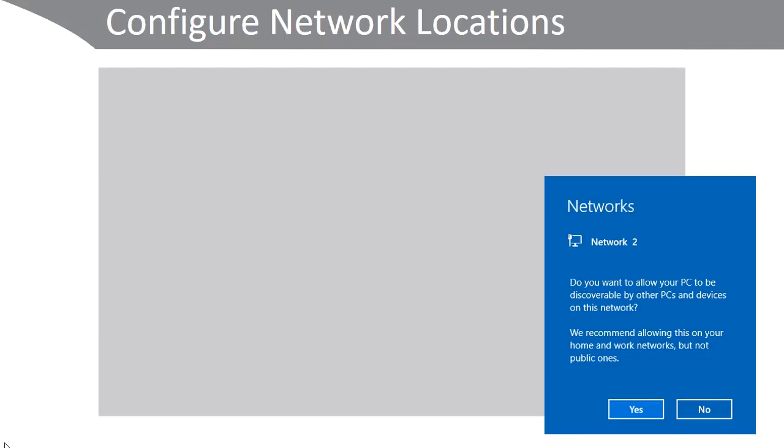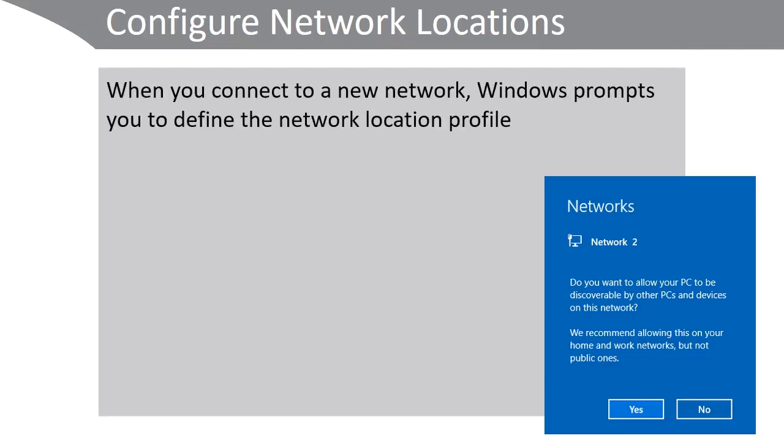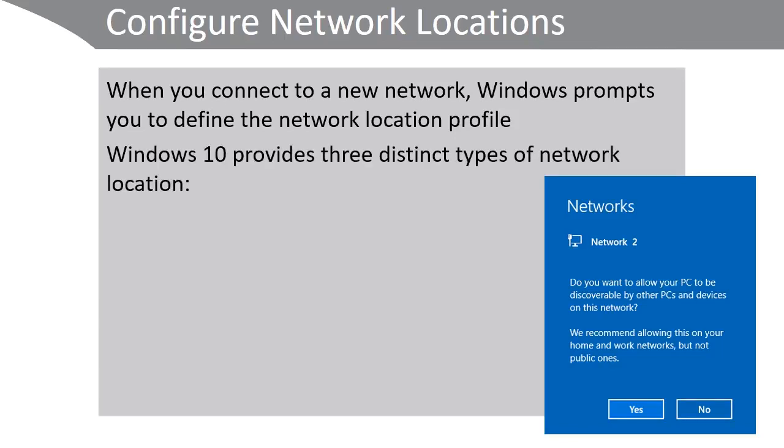This is called a network location profile. Windows 10 and slightly earlier versions of Windows from Vista onwards supported network location profiles as a way of categorizing the network security risk. So Windows prompts you to define the network location profile, and there are three distinct types.